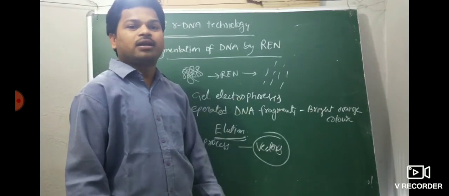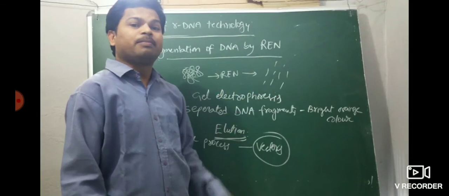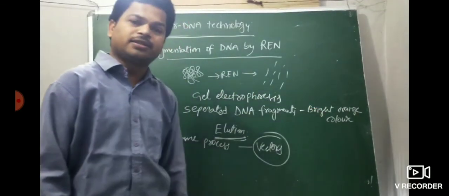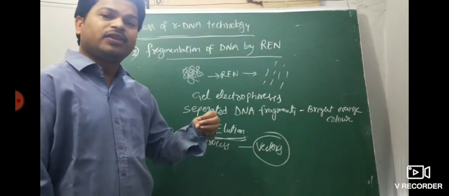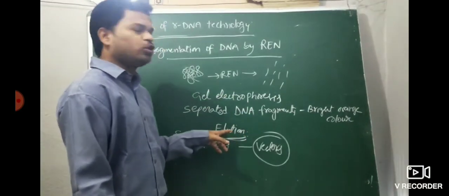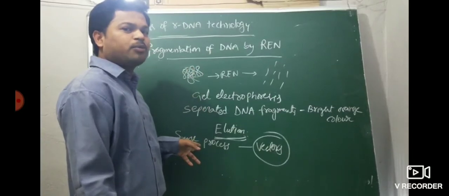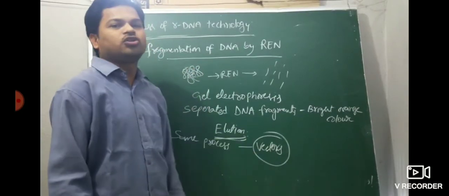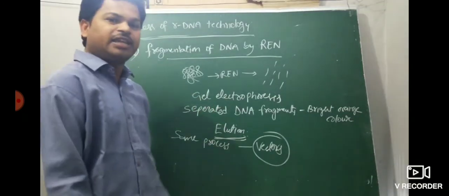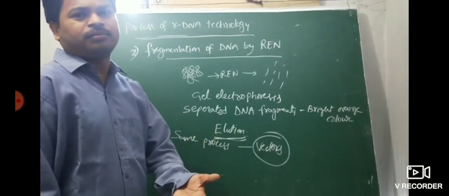Separated DNA fragments are identified by exposure to ethidium bromide and UV radiation, and they show bright orange colored bands. Then the DNA is cut out from the gel piece by the technique of elution. The same process done here is done on the vector also, to get the correct sequence of the DNA. After this, ligation will take place.